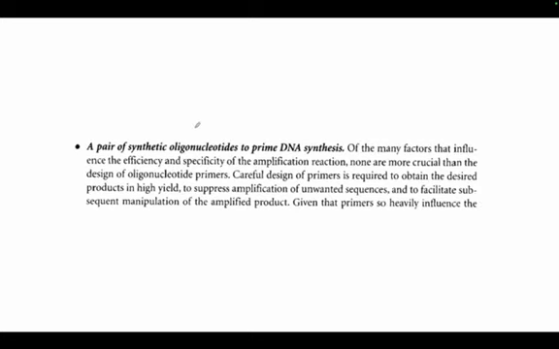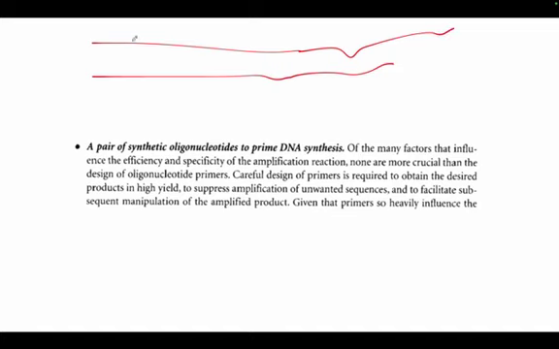We need a pair of synthetic oligonucleotides to prime the DNA synthesis. This is the primer. And what is very important is that these primers are designed well. There are a couple of things to keep in mind when designing primers. One is that if you want to amplify a small region of this long DNA molecule, a primer should only bind in these two regions where they're supposed to bind. I should not have a primer that can bind here and also bind here.